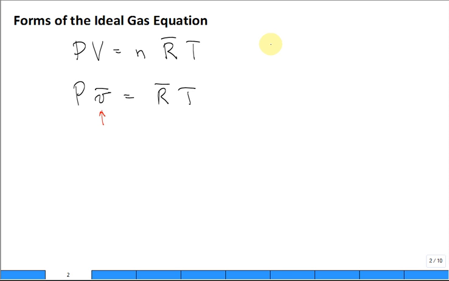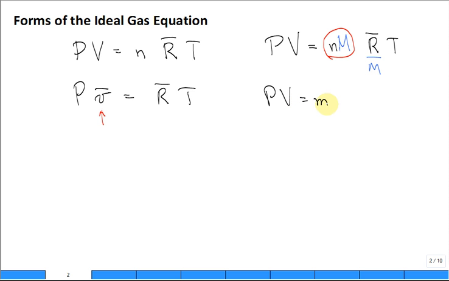Then if you move over to a mass basis, you have PV is equal to, I'll do it in two steps, N R bar T, but you multiply by the molar mass and you divide by the molar mass. When you multiply by this, you get M, mass. And so this equation is PV is equal to M R T. True? Where R is R bar divided by the molar mass. So you can get the R for air, R for CO2, R for water vapor.